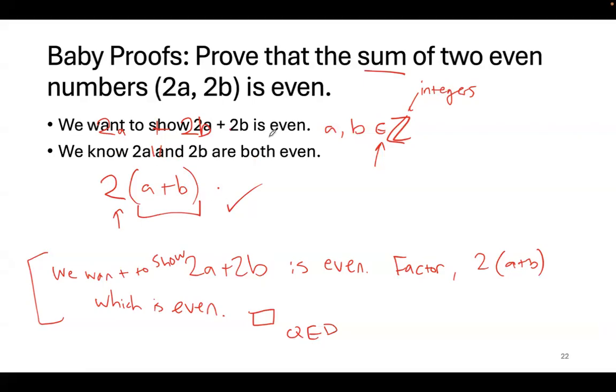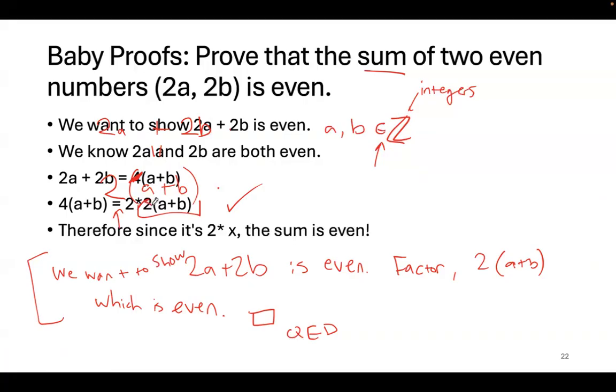We want to show 2a plus 2b is even. So a statement of this is where we're trying to go. We know 2a and 2b are both even. That's one of our assumptions. That's incorrect. That's not how factoring works. Sorry, that's my mistake. It's still incorrect. But the idea, we got there eventually in both cases, where it's 2 times something. In this case, it's 2 times just a plus b, and not 2a plus 2b.